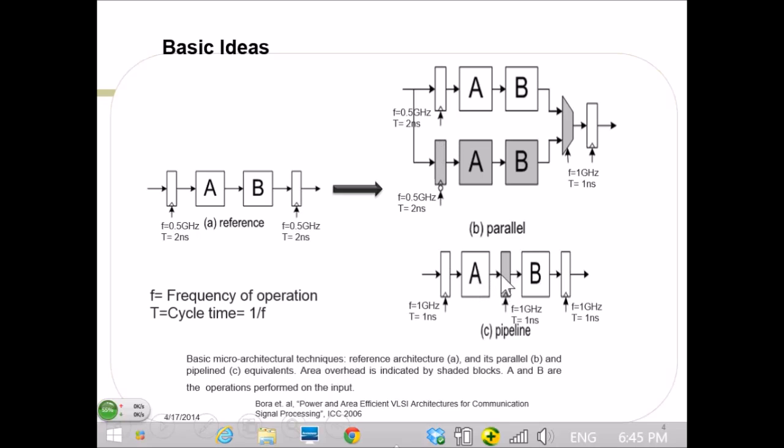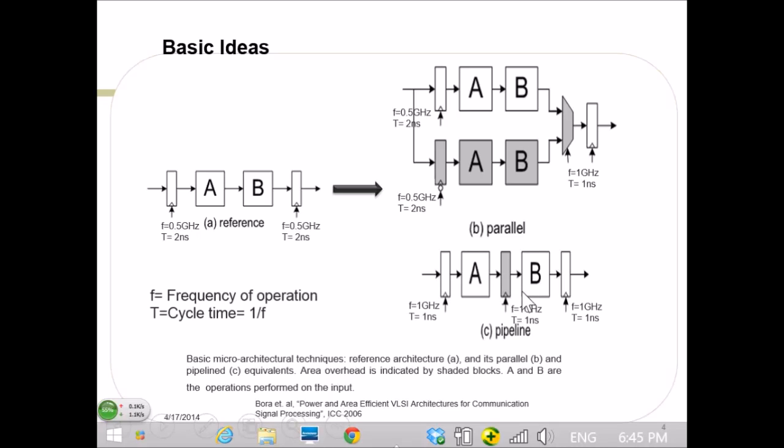In pipelining, instead of doing two separate hardware paths, you try to speed up the path. What is the critical path, and can you reduce the critical path from, say for instance, 2 nanoseconds to 1 nanosecond? So you're spending more time in terms of pipelining here.